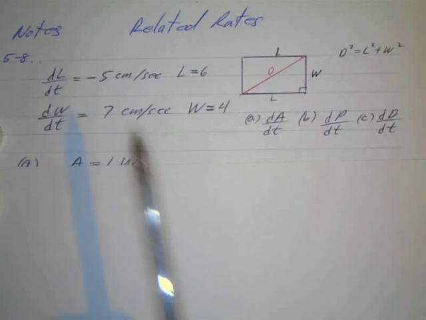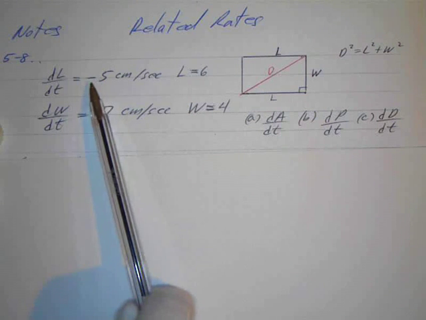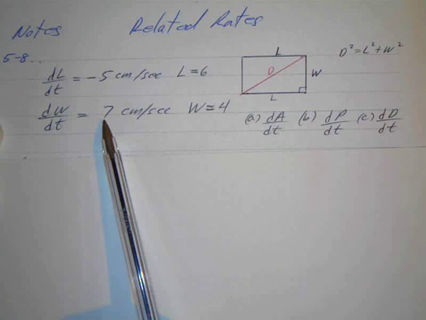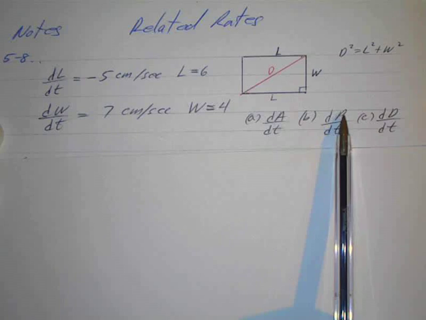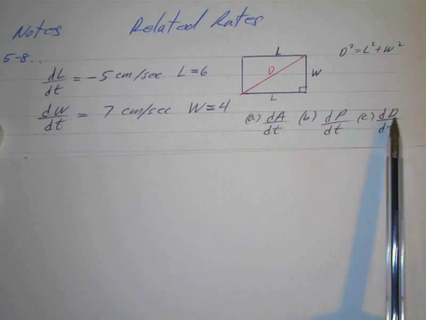Okay, so I wrote down my data. dL/dt, since it was decreasing, was negative 5 centimeters per second. L is 6. And dW/dt was 7, positive, because it was increasing, and that was when W is 4. We're looking for dA/dt, the rate of change of the perimeter, dP/dt, and the diagonal, dD/dt.